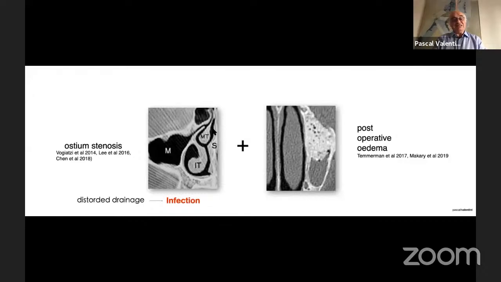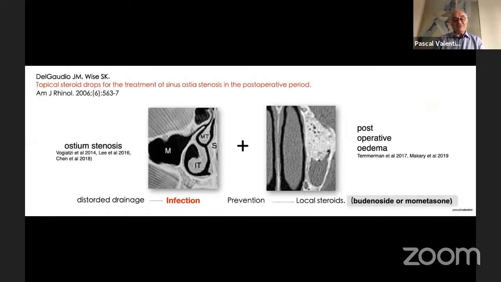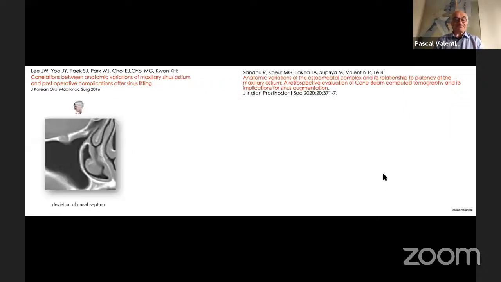drainage. In order to lower this risk, what we do every time we perform sinus surgery is use local corticoids in order to lower the risk of the membrane inflammation process. And for this, we're using, 2 days before the surgery and 2 weeks after the surgery, local steroids, budesonide or mometasone. It is a nasal spray.